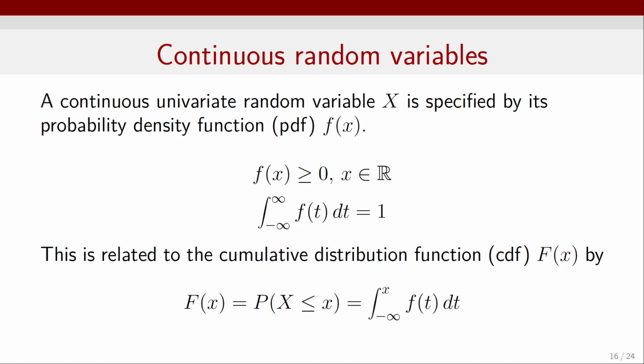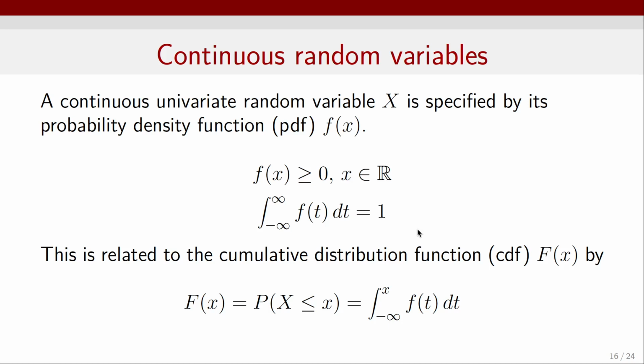Now let's introduce a few concepts on random variables that we're going to need. So let's first discuss continuous random variables. A continuous univariate random variable x is specified by its probability density function, or PDF, that we denote here by f(x). By definition, f(x) has to be positive, and it's normalized so that its integral from -infinity to infinity is 1. That means the total probability is 1.